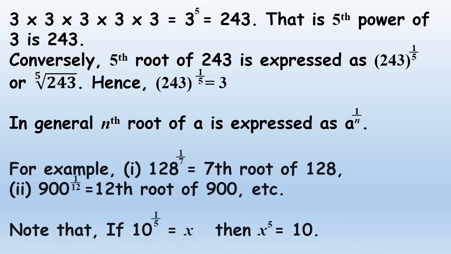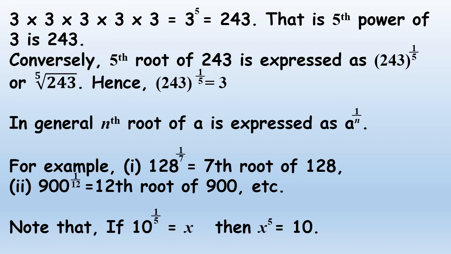For example, 128 raised to 1 upon 7 is equal to 7th root of 128. 900 raised to 1 upon 12 is equal to 12th root of 900, etc. Note that if 10 raised to 1 upon x is equal to x, then x raised to 5 is equal to 10.